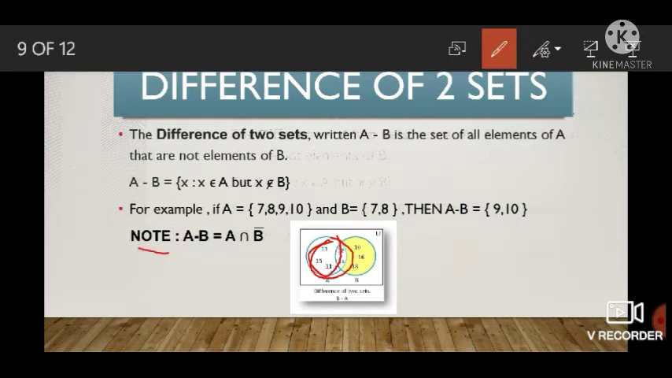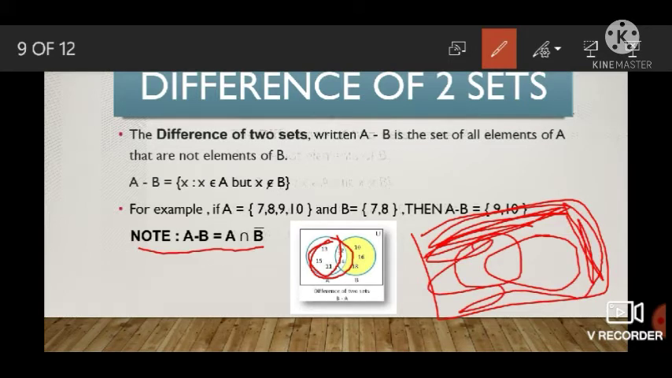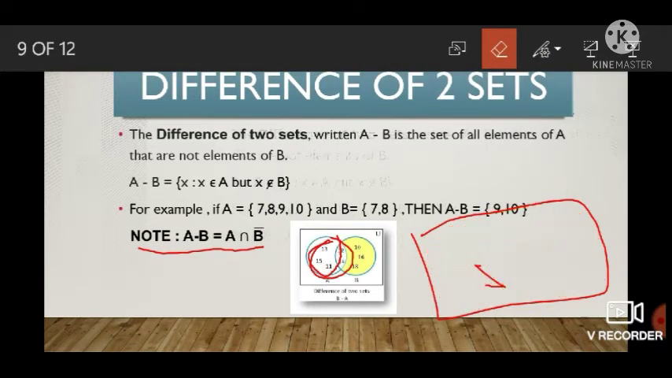And this is the representation in terms of intersection: A minus B equals A intersection B complement. This is the main formula we have to use. When we have A minus B, B complement is basically all the elements present other than B, and its intersection with A is the common part. So this part is only A minus B. That's why the formula is A minus B equals A intersection B complement.